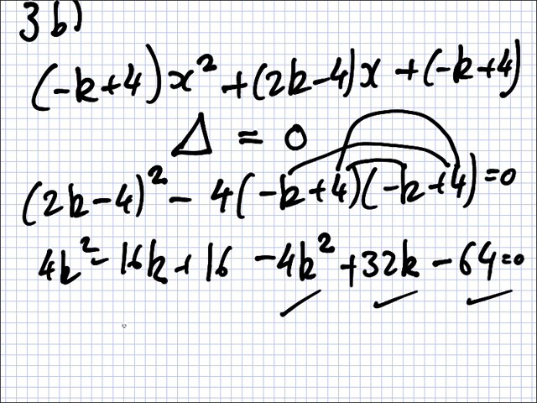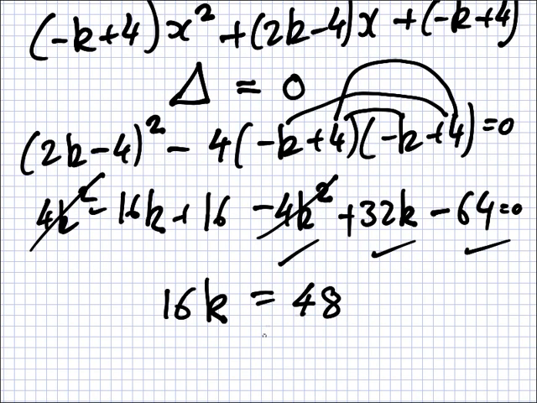Oh, look, they cancel. 32k minus 16k is 16k. Minus 48. I take it to the other side and I get 48. So then finally divide by 16. 3 it is, yes. So 48 over 16 is 3. That was B. Write that down if you need to.